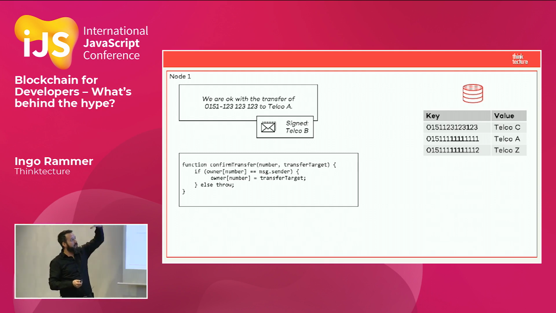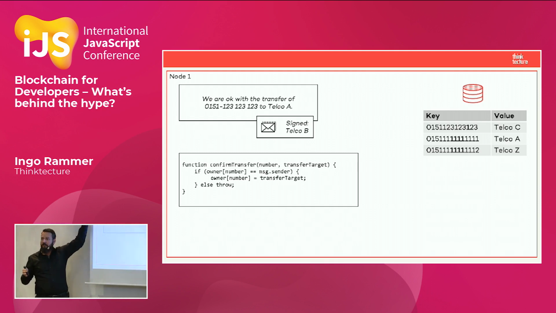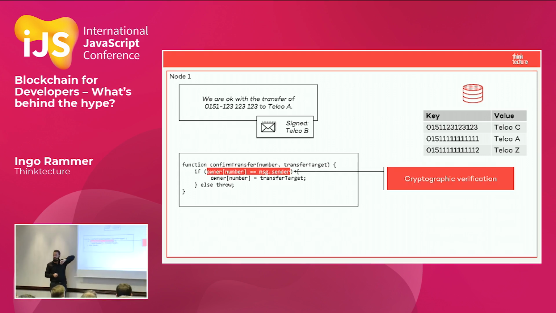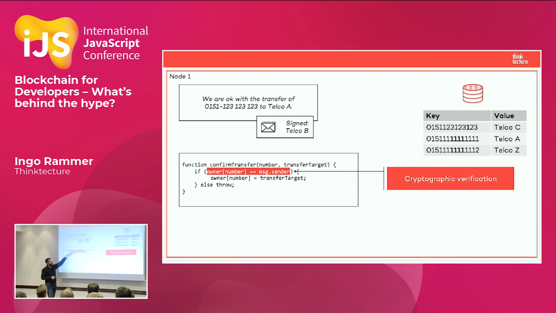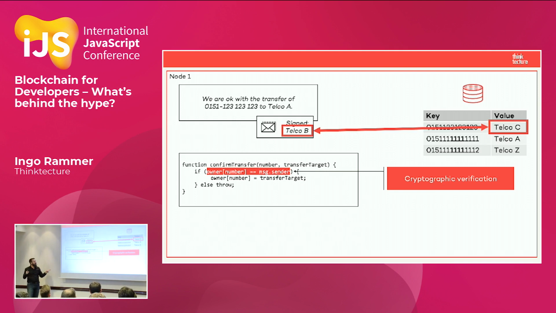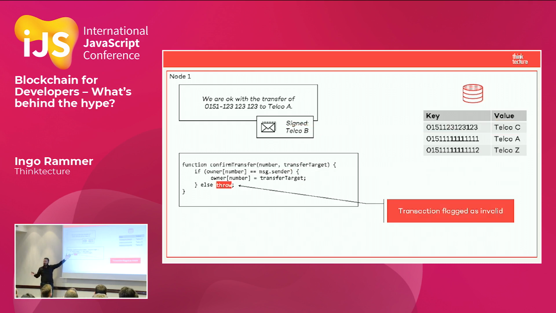The first step, when you get this transaction, is that every single node will run through their smart contract code and perform the logic. At the first step in this contract, it will perform a cryptographic verification whether or not the signer of the transaction is the current owner according to my world state. In this case, it is not, because we have the fake telco which tries to transfer the numbers. So our program code would throw an exception and the transaction would be marked as invalid.